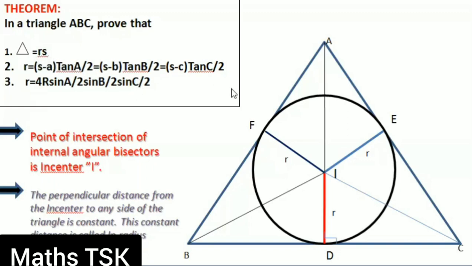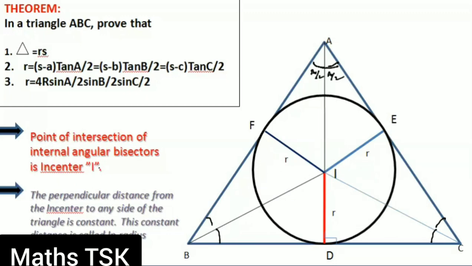In a triangle ABC, consider I as the incenter. What is the definition of incenter? It is the point of intersection of internal angular bisectors. This is one internal angular bisector. Here the total angle is A, and it is divided into two equal parts, A by 2. Similarly through B, two equal parts, and through C, two equal parts, the lines are drawn and extended. The point of intersection of internal angular bisectors is called the incenter.